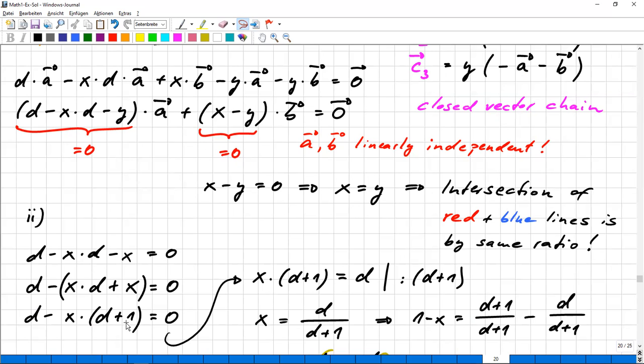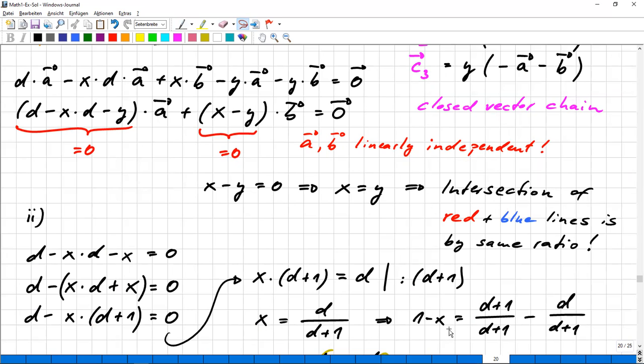So then I can easily isolate X in this equation. Next step is X times D plus 1 equals D. And then I divide the whole thing by D plus 1. And in the end, I get that X is equal to D by D plus 1. Now, that's a fact. And by the way, also Y must be equal to D by D plus 1.